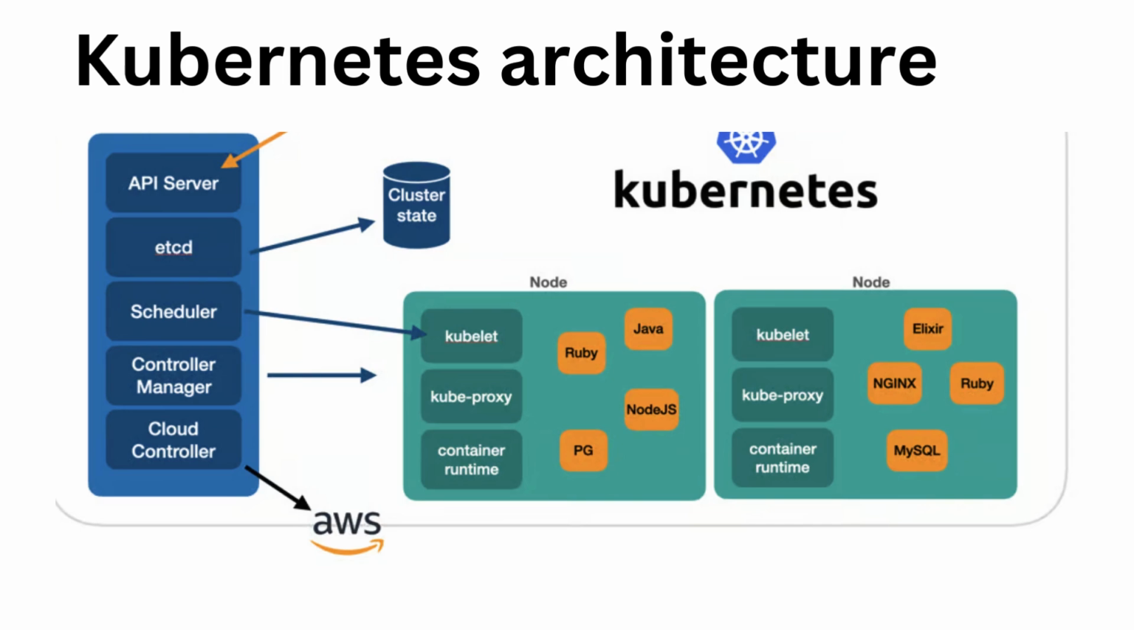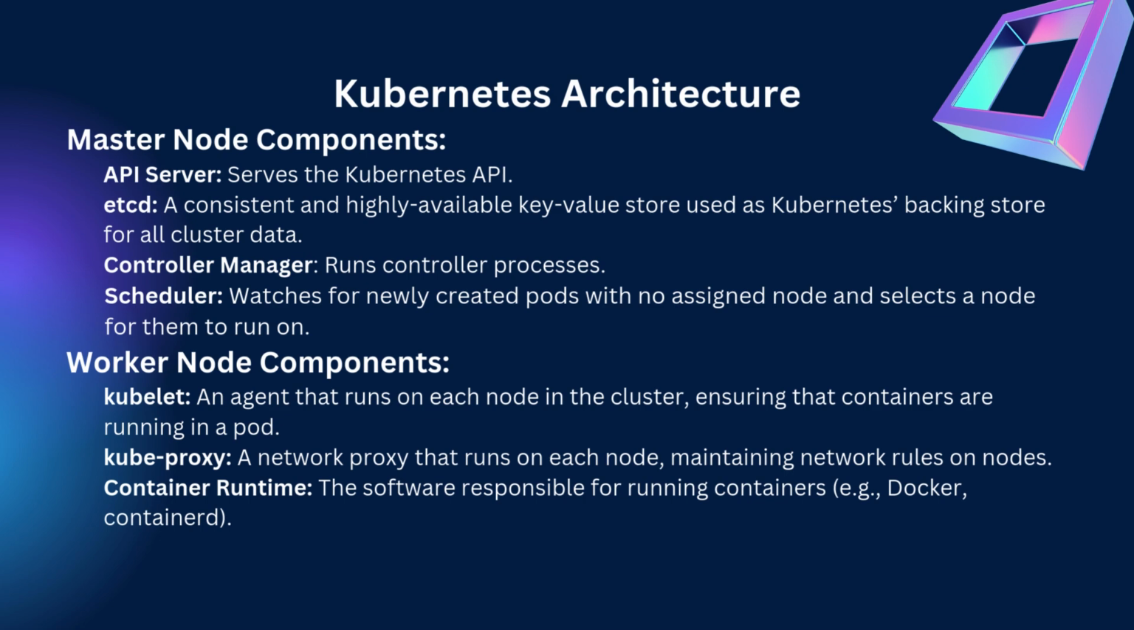There are mainly two components. First one is master node component. Second one is worker node component. If we look at master node, we have API server, which serves the Kubernetes API.